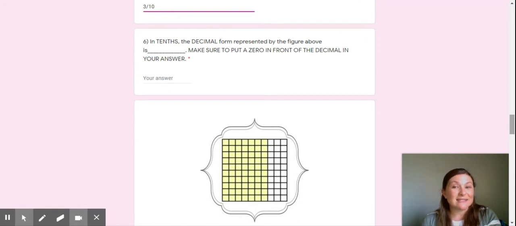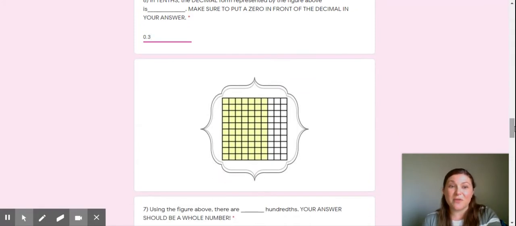In tenths, the decimal form represented by the figure above is, now this is going to be exactly what I had done before. So it's going to be 0.3. Now, you know that 0.3 and 0.30 are the same thing, right?